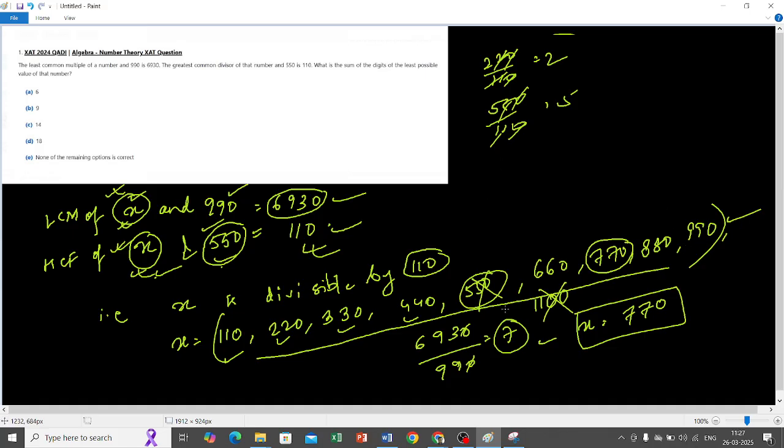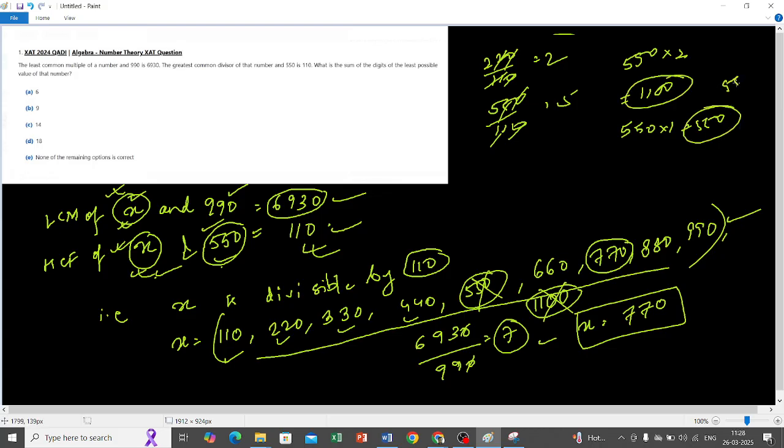Now when I shift to another number, which is 1100, then HCF is not 110 anymore, because 550 multiplied by 2 is 1100, and 550 into 1 is 550. So the HCF of 1100 and 550 is actually 550. That means up to here only we can take the values of x. From 110 to 990, these can be the values of x, nothing more than that. Did you understand till here, Dipakshi, Bhavna? Yes, understood. Now we have to pick up the correct value.